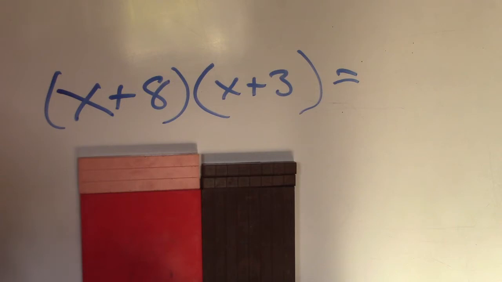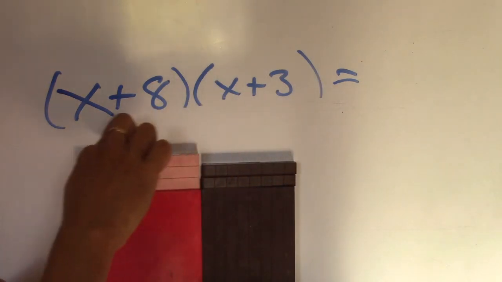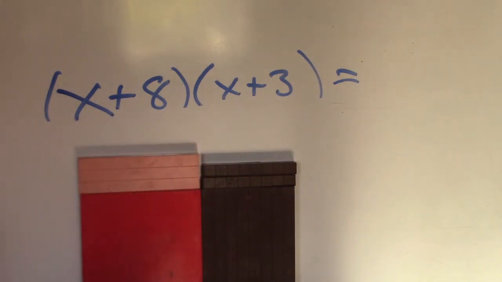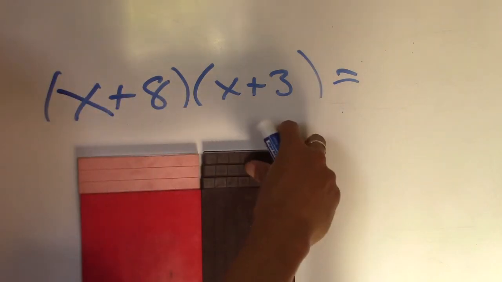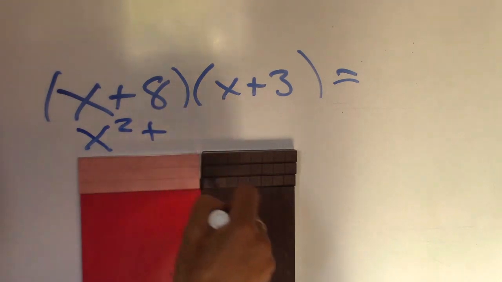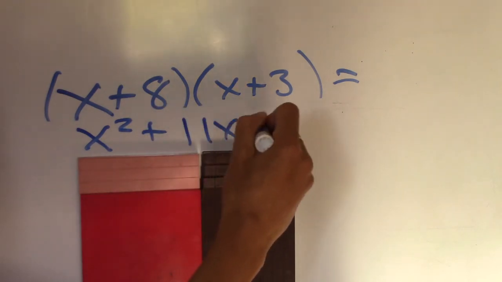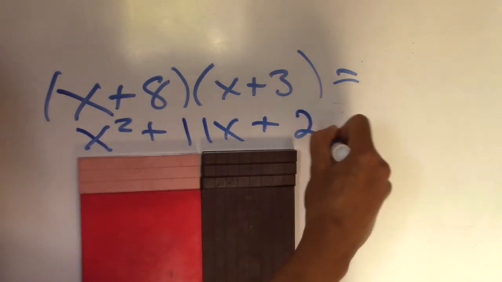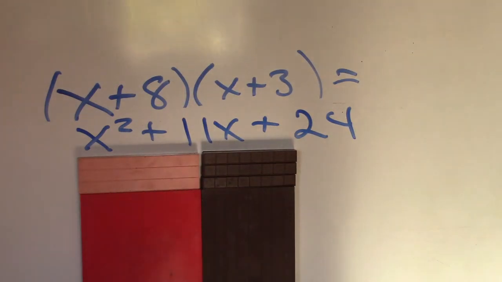But do you see how the algebra makes it fast and easy to do this? Now what I'm going to wind up with. That's 24. I know, I need one more 8. Where's my 8? Here's an 8. Bam. So what do I have? I have x squared plus 11x plus 24. See it? I like it.